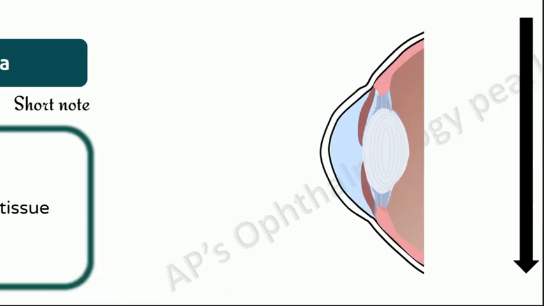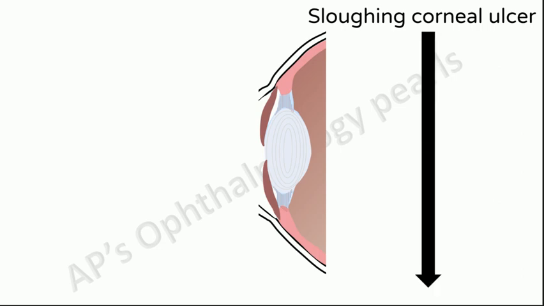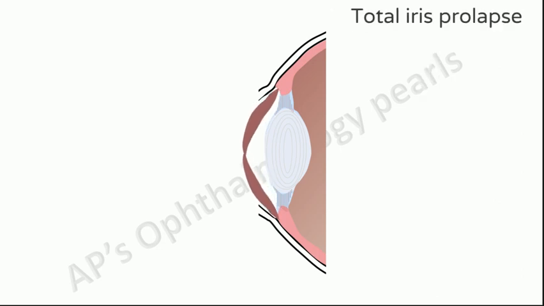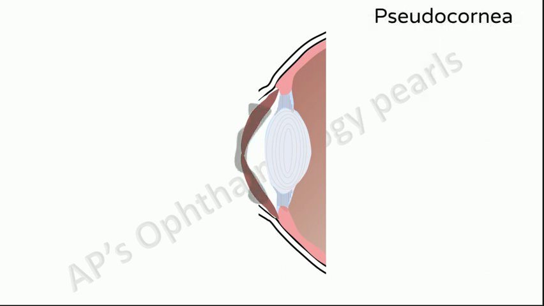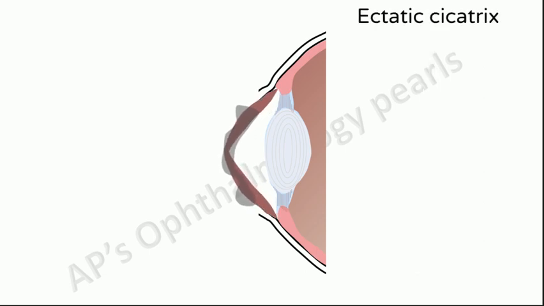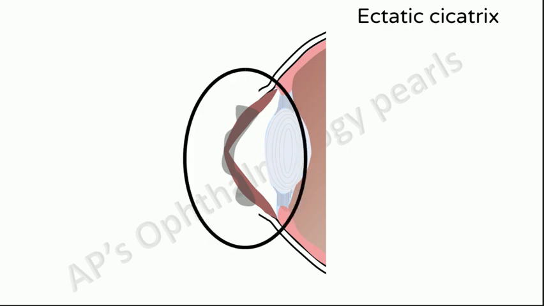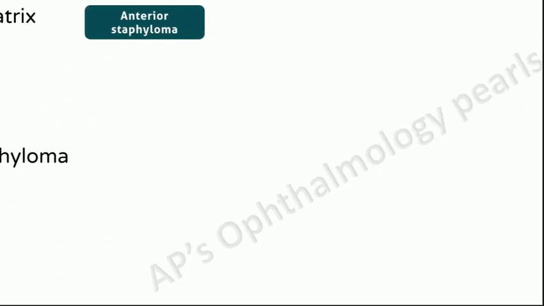Let's try to understand how this occurs. When there is a sloughing corneal ulcer, the entire iris gets exposed. This is referred to as total iris prolapse. This then gets covered by exudates that get organized to form a pseudocornea. This is not a normal cornea and hence is weak. So under the influence of the normal IOP it bulges. So this bulging corneal scar is called an ectatic cicatrix. Since the iris tissue is completely enmeshed in the corneal tissue, this is referred to as an anterior staphyloma.